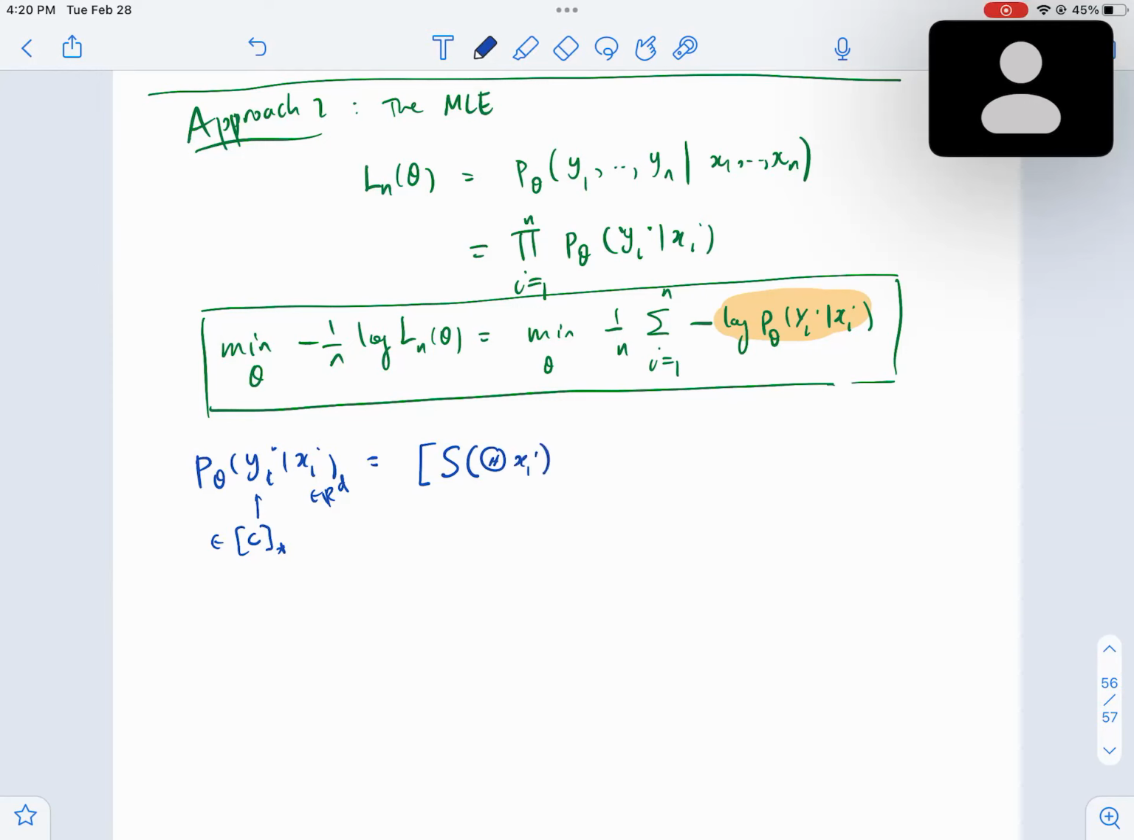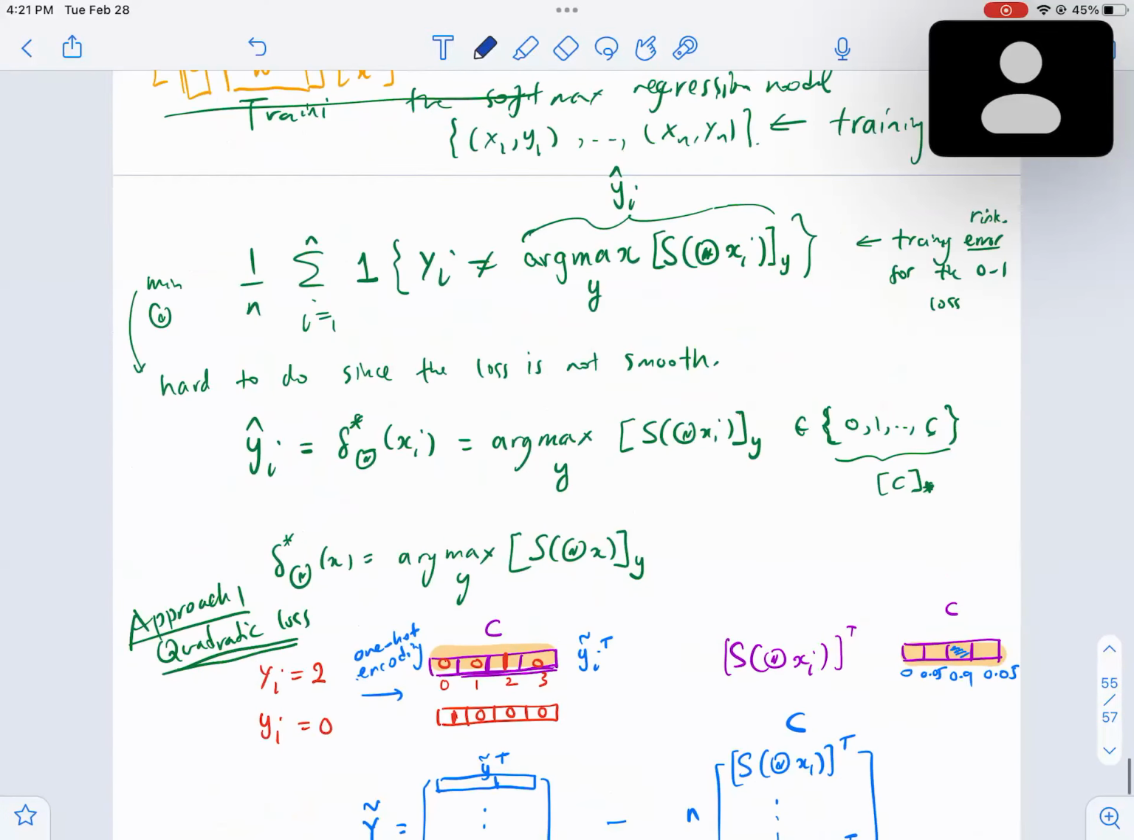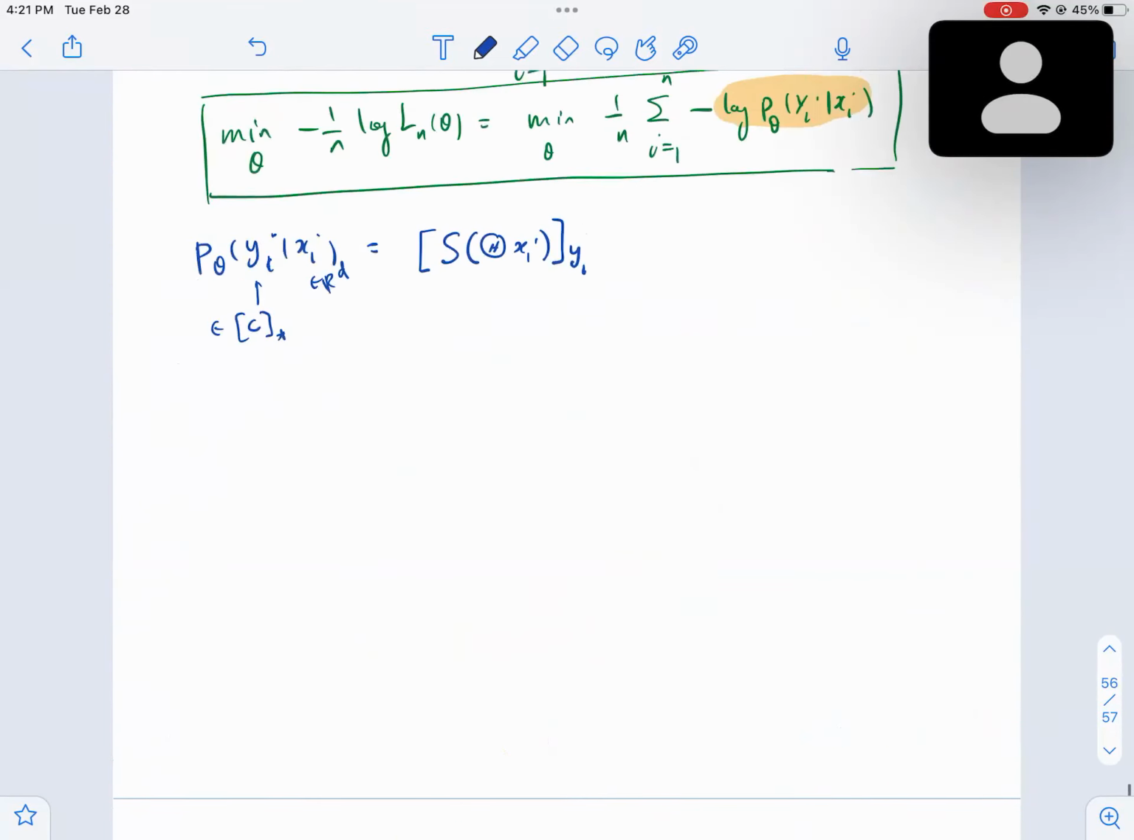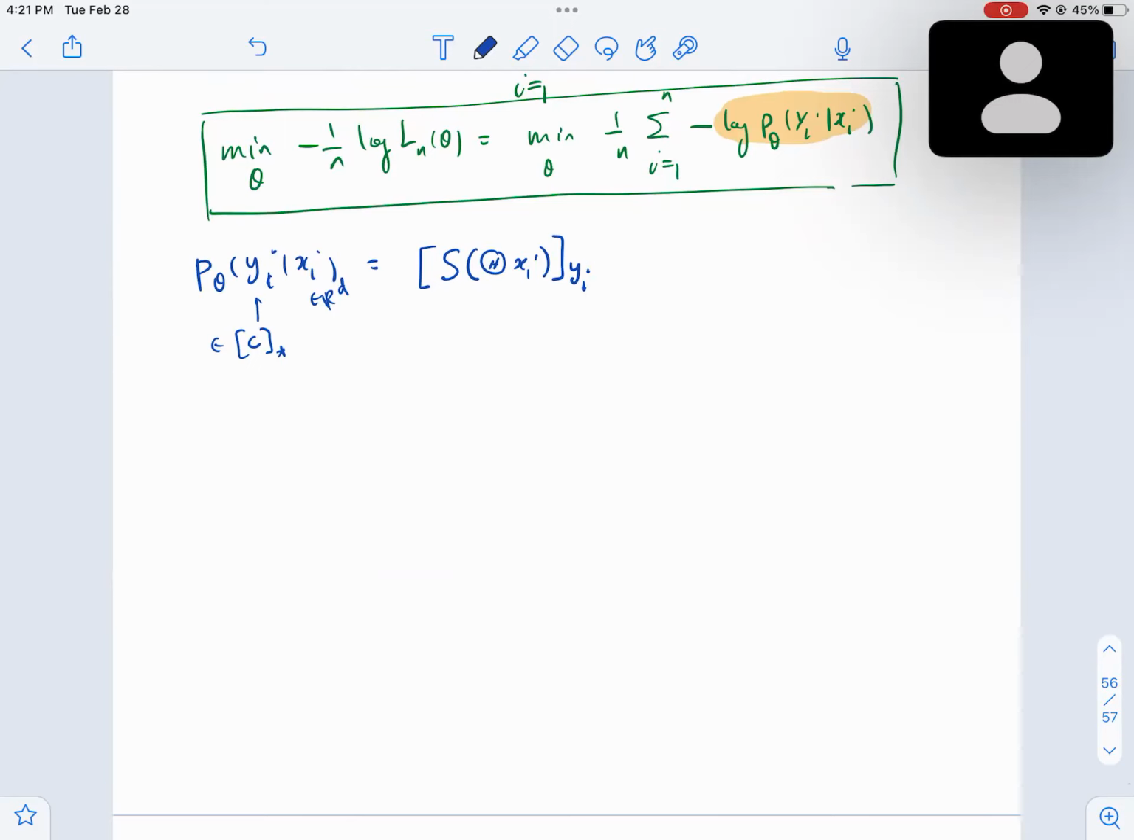It's the softmax of theta x_i, and then the y_i-th element. Remember, this is the probability under the model. So you plug in x_i, and because you're observing y_i for x_i, you pick that y_i-th coordinate of the softmax. That's your likelihood for this particular sample. Does that sound good?